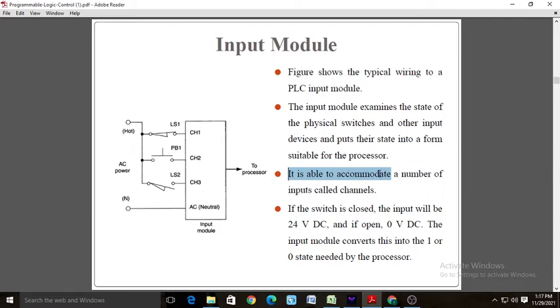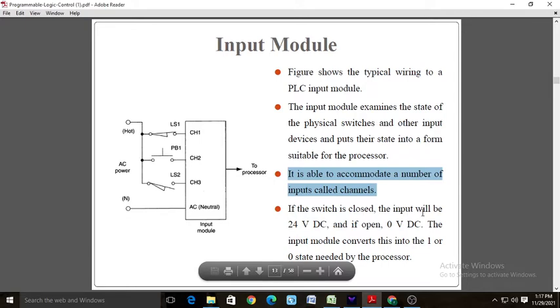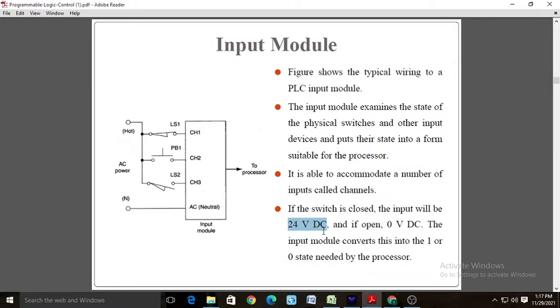It is able to accommodate a number of inputs called channels. If the switch is closed, the input will be 24 volt DC, and if it is open, then it is 0 volt direct current. The input module converts this into 1 or 0 as needed by the processor. So if it is a digital input module, then it converts this voltage into a 0 and 1, which is the digital form.